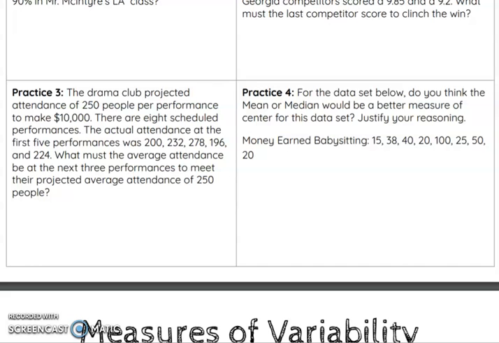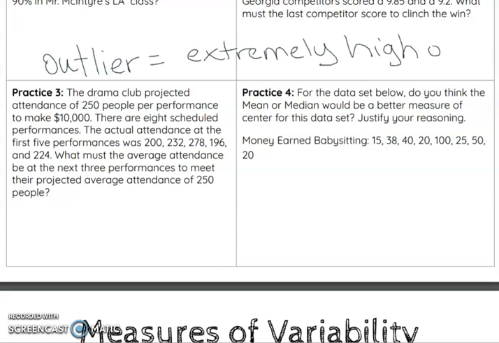Okay, let's look at practice question number 4. So the data set below, do you think the mean or median would be the better measure of center for the data set? So in a perfect world with perfect data, all of these calculations would show us the measure of central tendency, like in the middle. But when I have an outlier, which is an extremely high number or low number compared to the rest of the data, then one of these things is going to be affected the most from that.